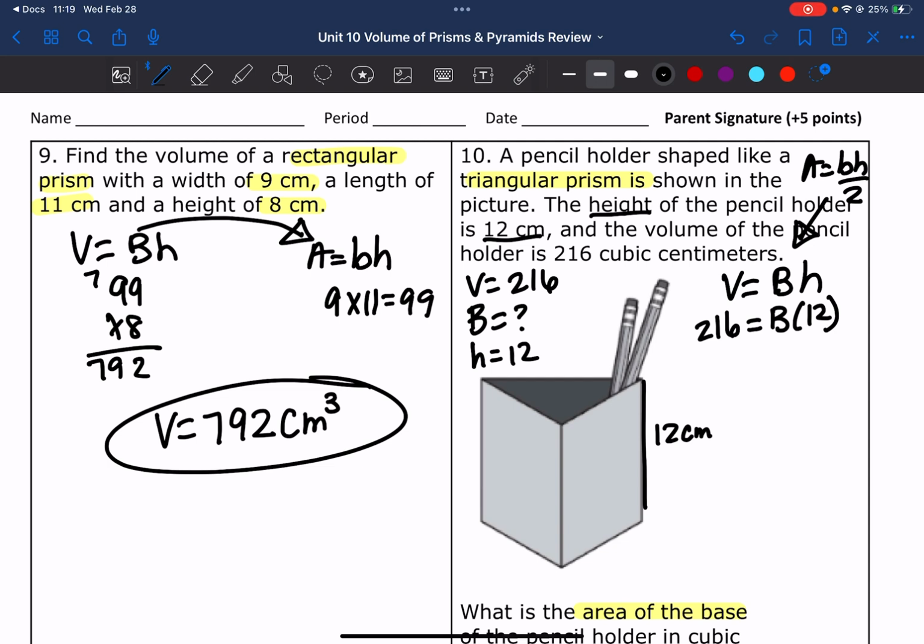Now here, what I can do is divide by 12 on both sides of the equal sign. This leaves me with B alone on the right side, and all I have to do is 216 divided by 12.